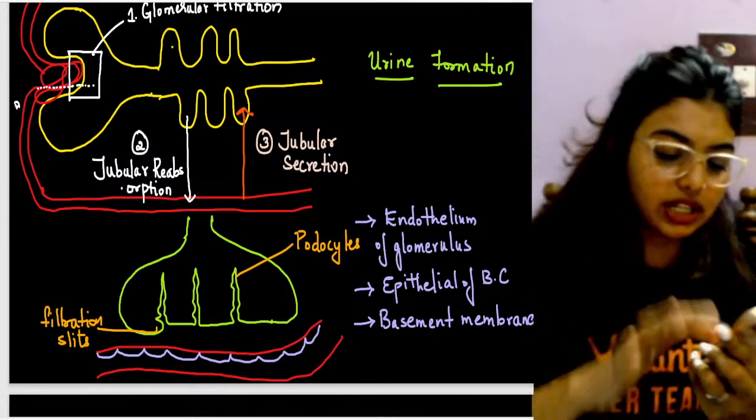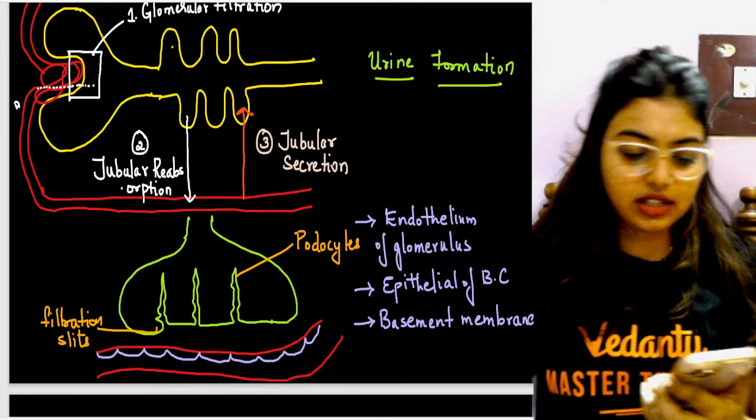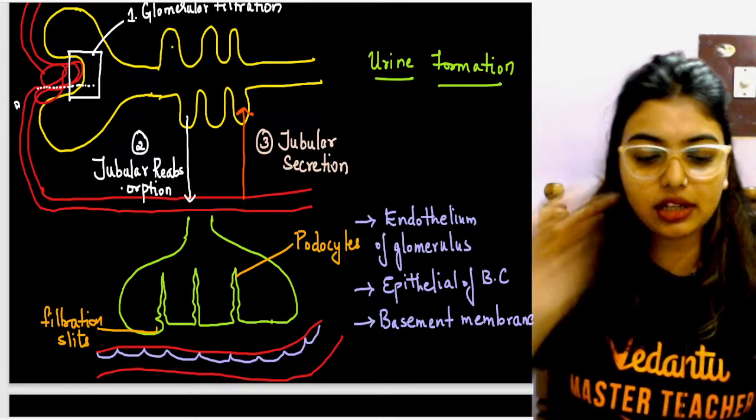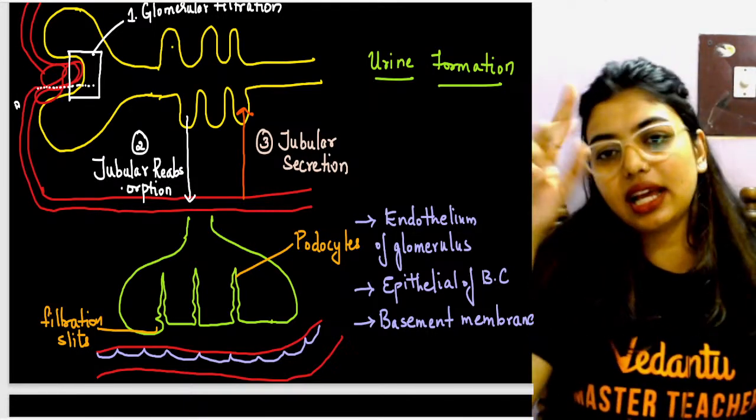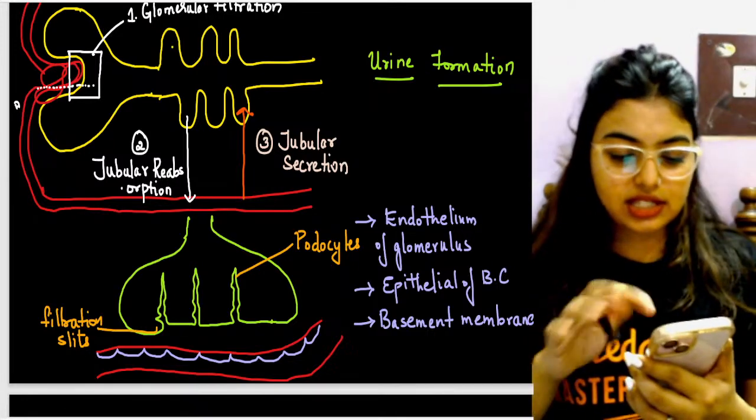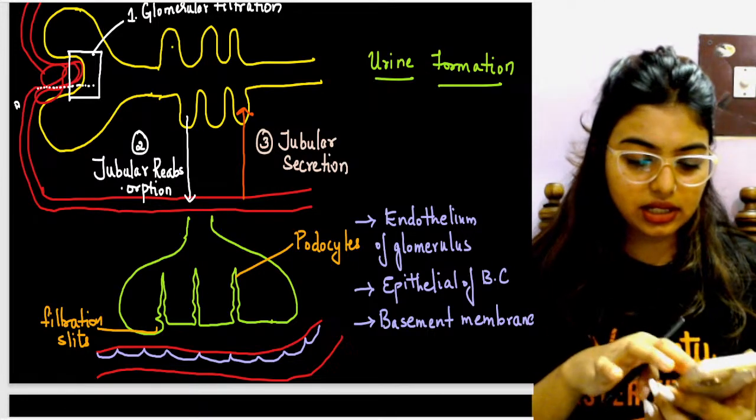So these are your 3 layers. In between these 3 layers, there is going to be a basement membrane. Down you will see endothelium, and on top you will see podocytes, and the space between is called a filtration slit. If you want, I can draw this diagram. If it is easier to understand, I think I'll draw this diagram.